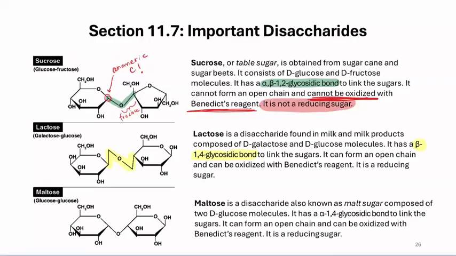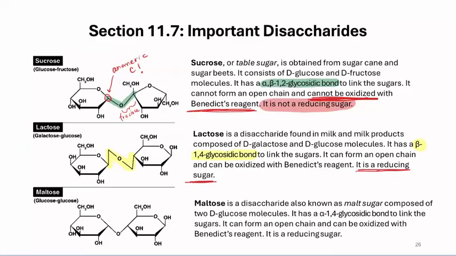It is interesting to know that lactose, different from sucrose, can form an open chain. And because it can form an open chain, it can be oxidized with the Benedict's reagent. So lactose specifically is a reducing sugar.